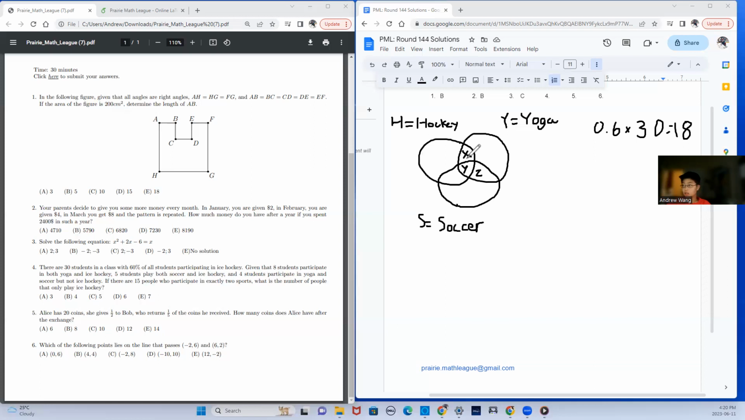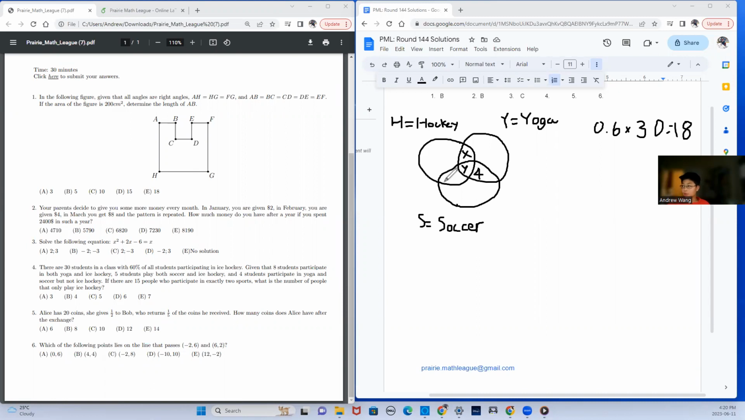And then for the last one, we have one between yoga. Oh, wait, sorry. So between hockey and yoga, it's X and Y. Between yoga and soccer, sorry, we can just write it as 4 because we already know the value from the question, and it is the people who do only yoga and soccer, but not ice hockey.